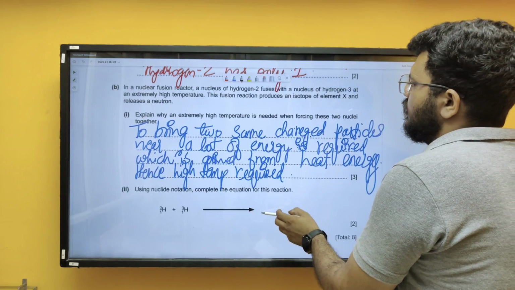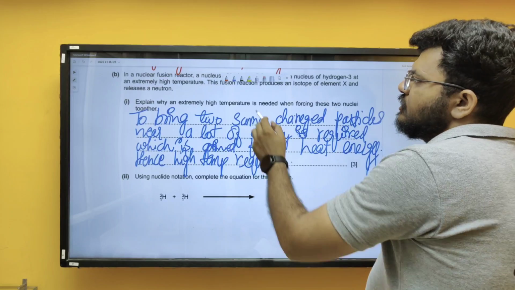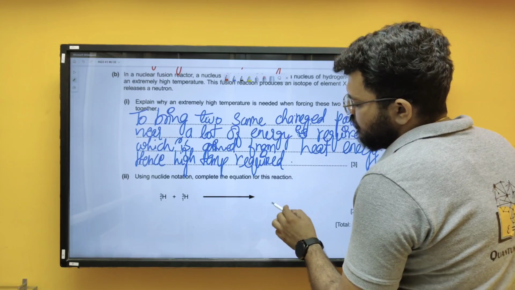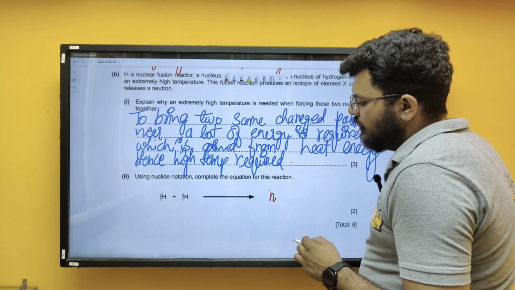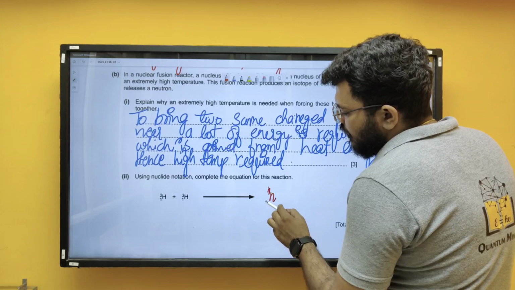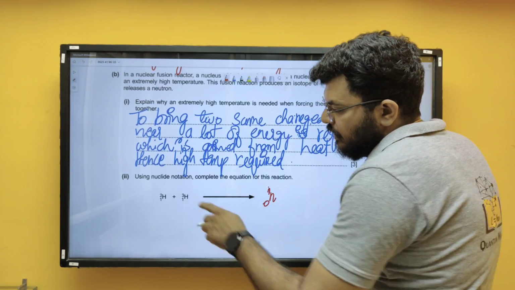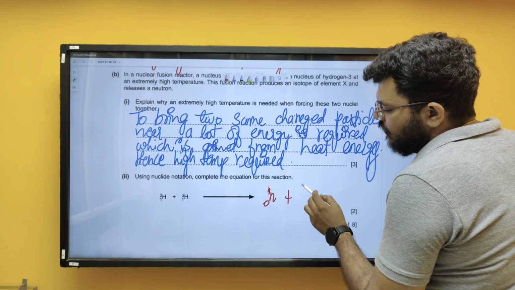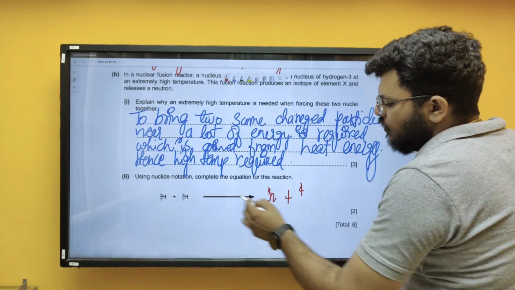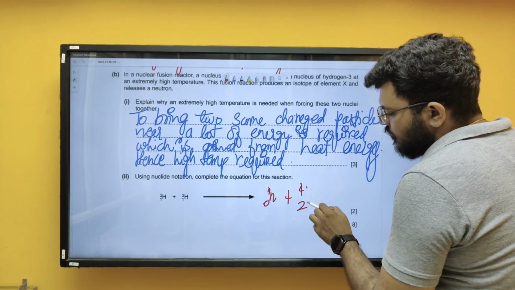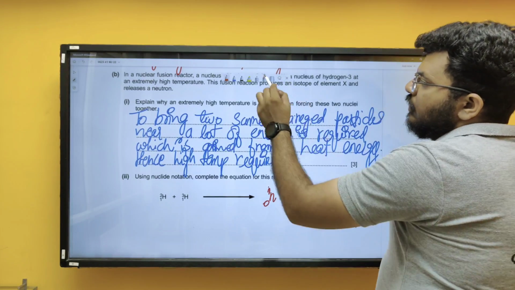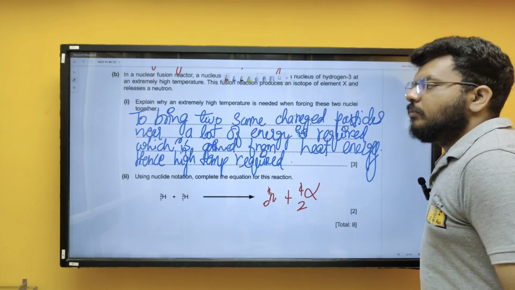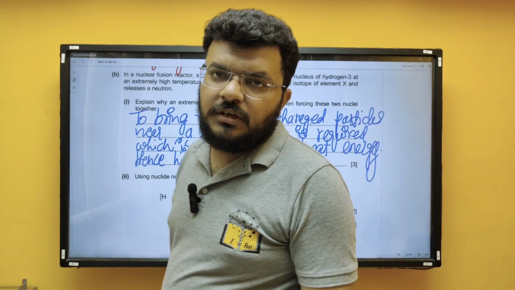Then they have given us some more information. So it produces element X and releases a neutron. Using nuclide notation, complete the equation for this reaction. So we have a neutron, right? Neutron has a mass of 1 and a charge of 0. 3 plus 2 is 5, 1 is already taken. So here you have 4 nucleons left, out of which 2 are protons. This is actually helium nucleus, or we can say alpha particle. So let's write that. This is alpha particle, with which we have finished our paper.